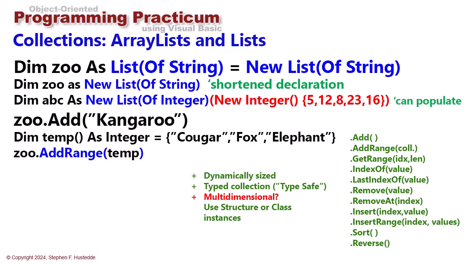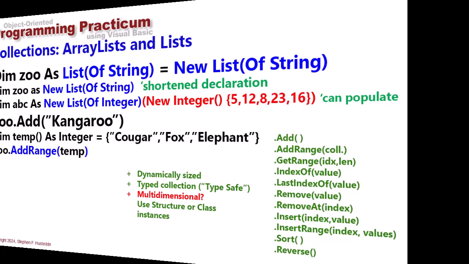Lots of different methods for a list, for adding, removing, inserting. We can sort. There's even a reverse method, which is also available in the array list. We can reverse the list. And to be honest, I hardly ever use array list, but I use lists a lot. Let's take a look at an example.